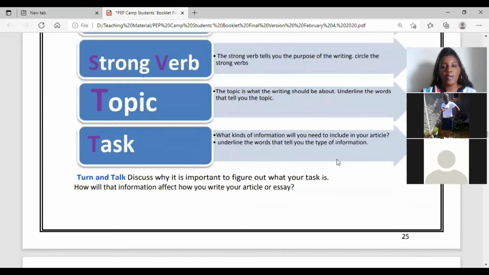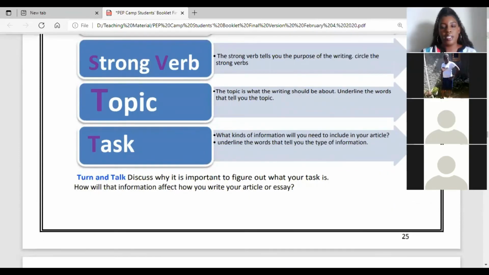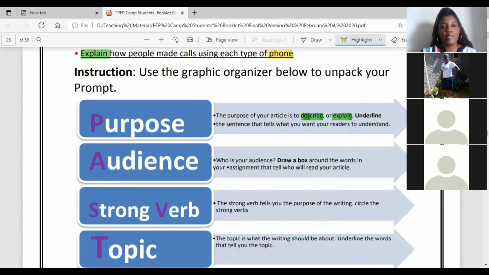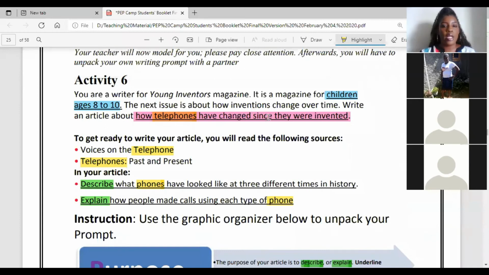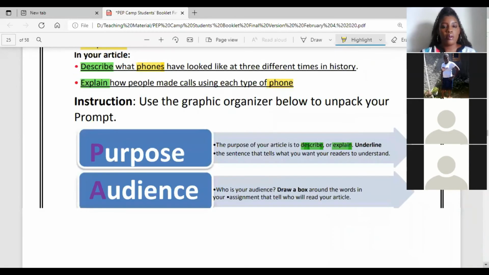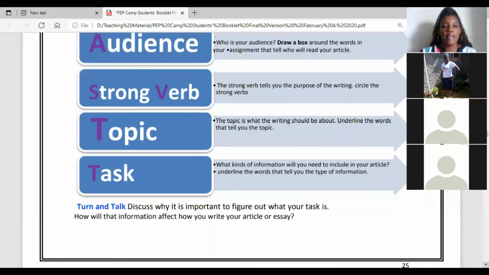And now we can look at our task. Does everyone understand why telephones would be the topic? As we see it occurring most, it is what the article will be about. And then finally, we look at the task. And this is what kind of information we will need to include in our article.